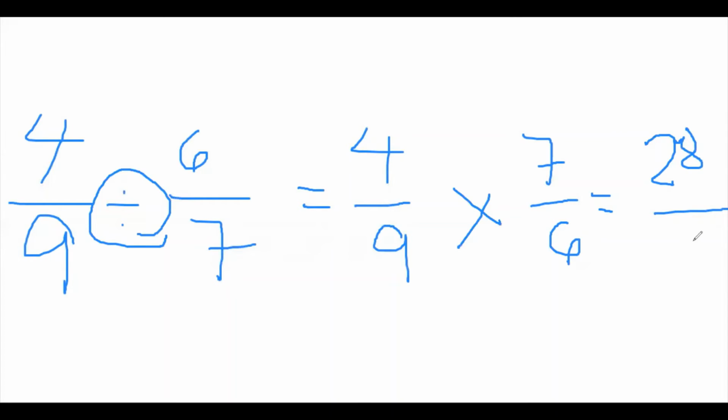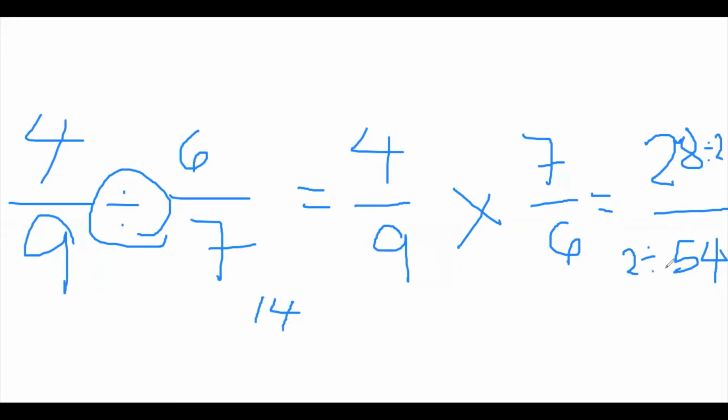So we have 28 over 54. The thing can still be simplified. Yes, it's still divisible by 2. We can divide the numerator and the denominator by 2. So I'll just put it here. 28 divided by 2 is 14.